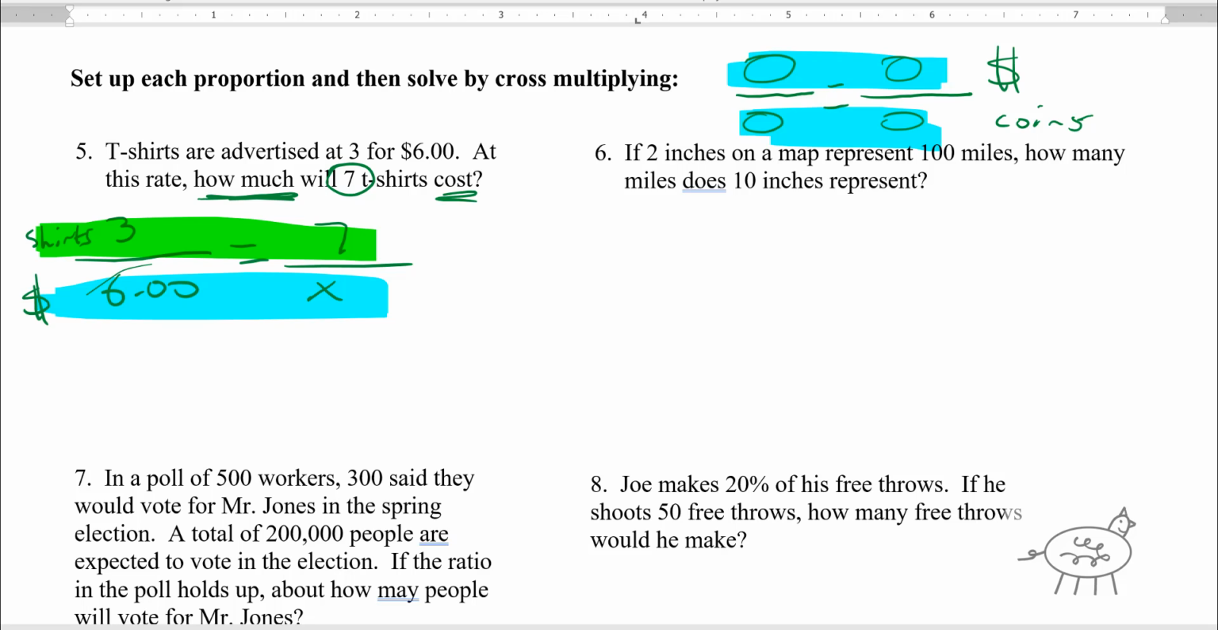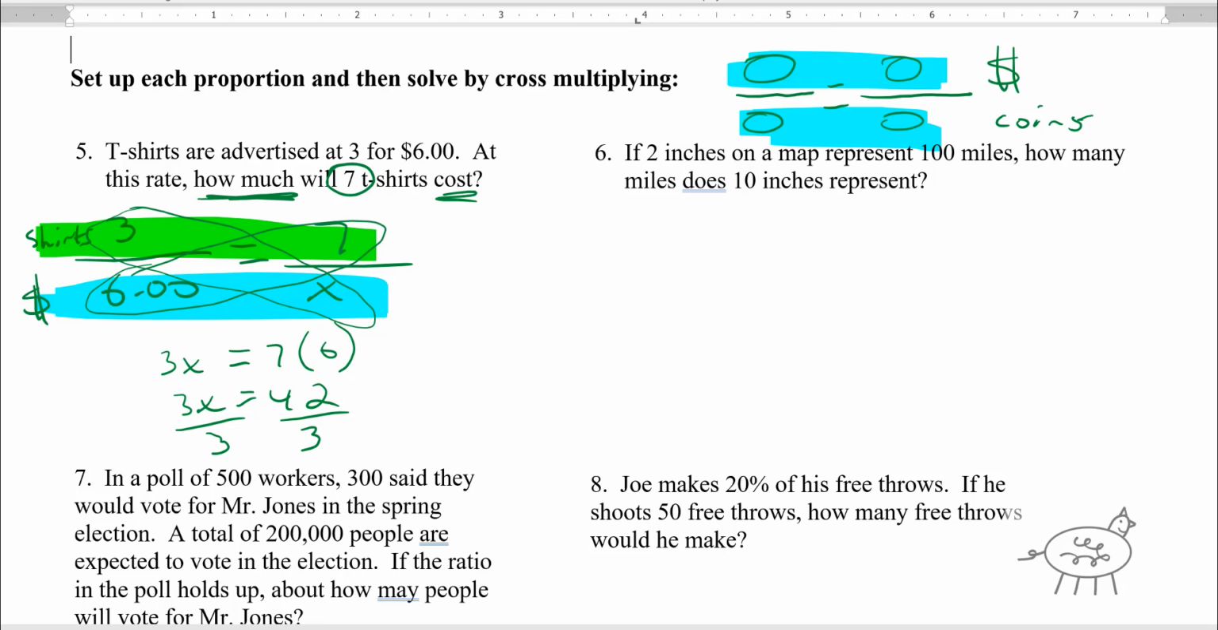And then you just cross multiply like we've done before. So we say 3x is equal to 7 times 6. So 3x equals 42, and then we divide by 3. Again, put that in your calculator. 42 divided by 3 is x equals 14. It says how much will 7 shirts cost? 7 shirts will cost $14. All right, so that's not difficult. Just set up a proportion, same units on the top, same units on the bottom.